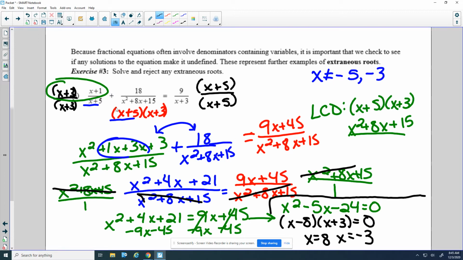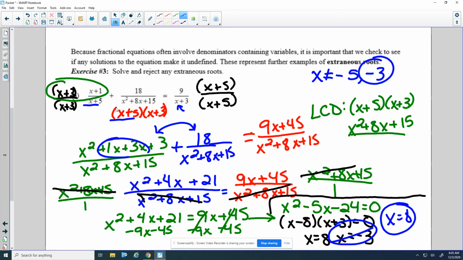We've talked about it, but it hasn't come up yet, where one of my restricted values is an answer, which means that I have to cross out that answer, because even though it worked when I solved, if I was going to plug that negative 3 back in my original equation, I would end up with an undefined equation, right? We can't divide by 0. So my only answer is x equals 8.